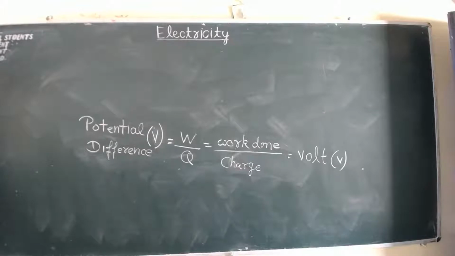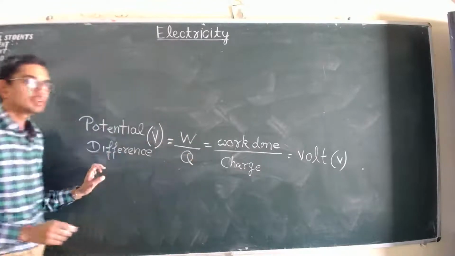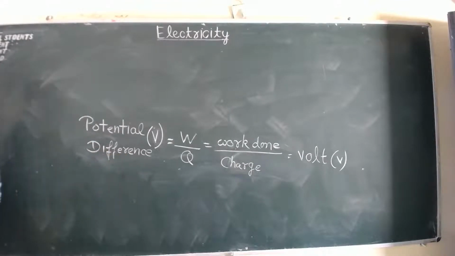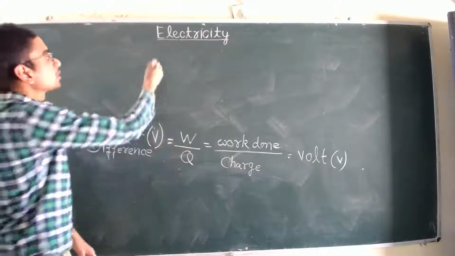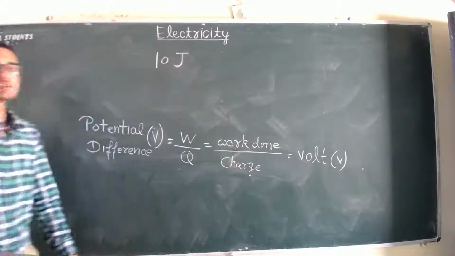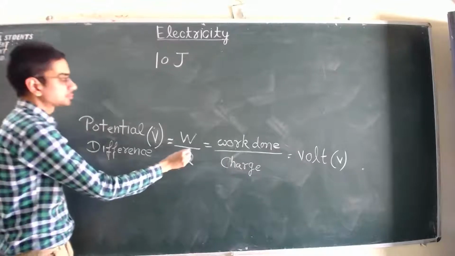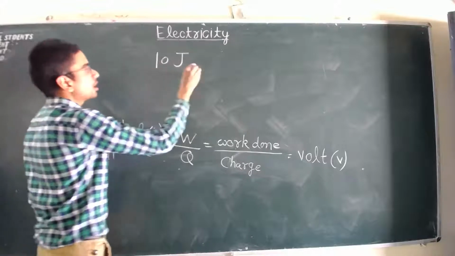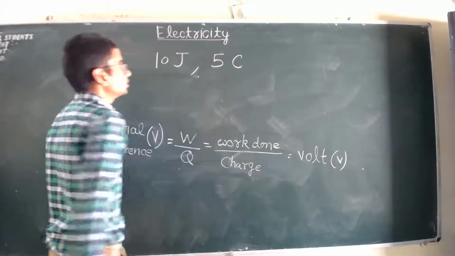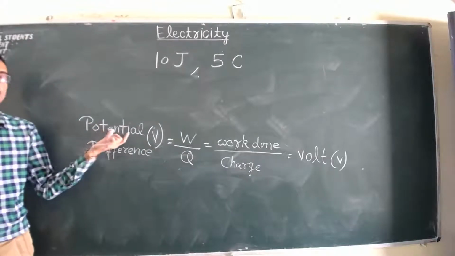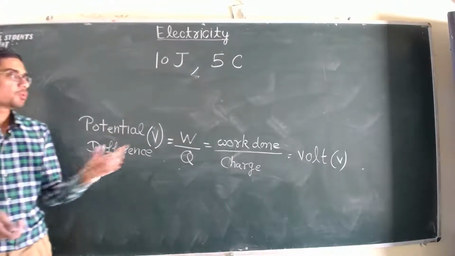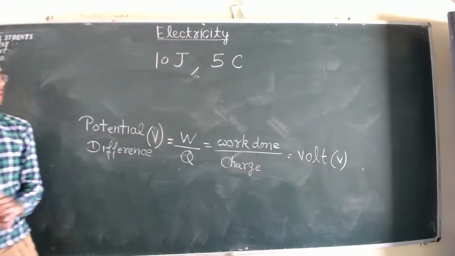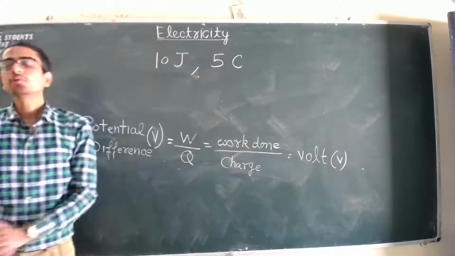The question that you have to answer: find the value of potential difference if 10 joule of work is done to move a charge of 5 coulomb. What is the question? Find the value of potential difference if work done is equal to 10 joule for moving a 5 coulomb charge from one point to another.